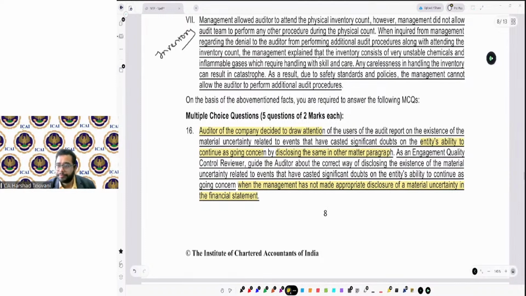Good, Sumit. Jamie, I have received your doubts. After completing this particular integrated case scenario, I'll definitely take up your doubts.